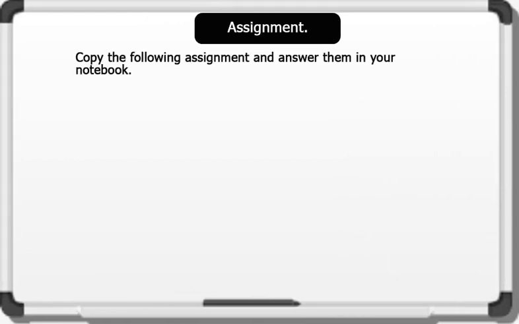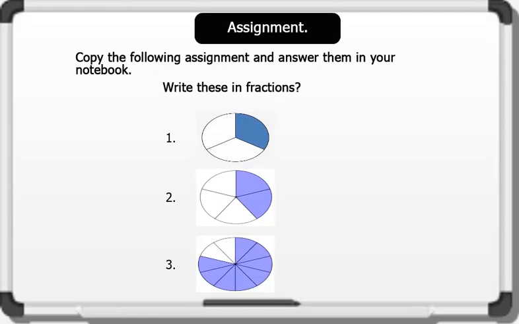Pause the video, copy the following assignment, and write the answers in your notebook.